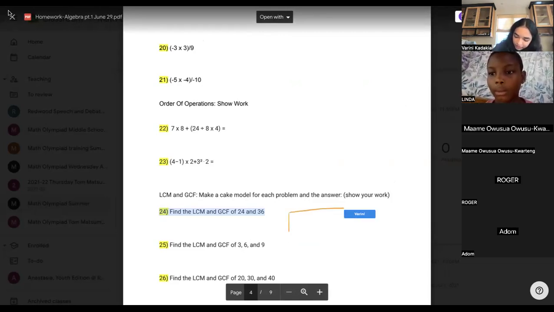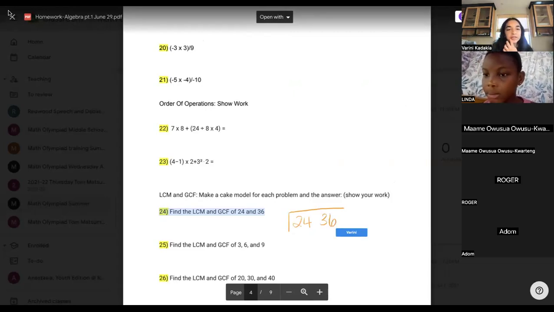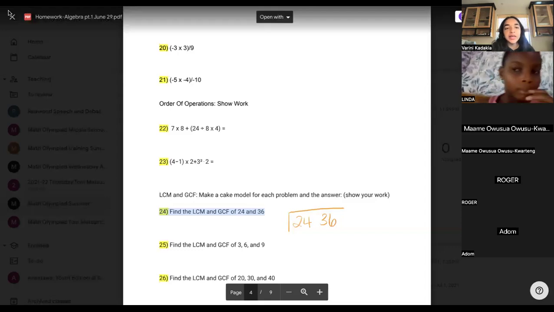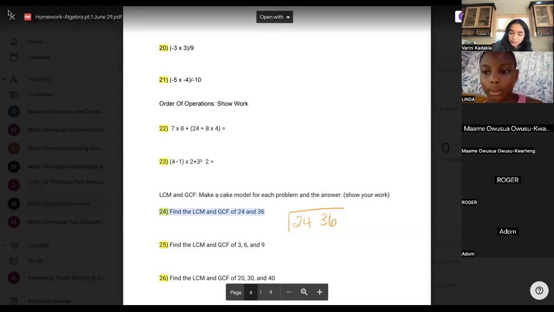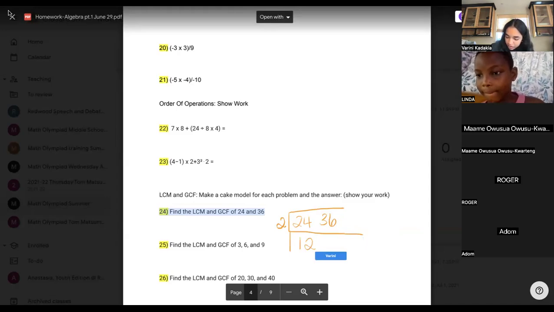Let's create a little cake thing like we talked about last class. So we have 24 and 36. What's one of the numbers we can take out? Well, they're both even, so let's take out 2. If we divide everything by 2, we get 12, and 36 divided by 2 is 18. They're still even, so let's take out another 2. Then we get 6 and 9.